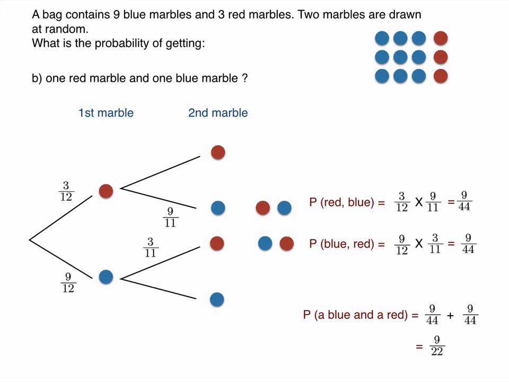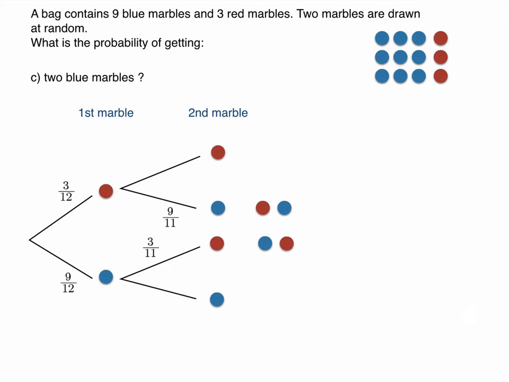The final part of this question is what's the probability of getting 2 blue marbles, and we can just complete the calculations on that tree diagram. If we're after 2 blue marbles, the probability of getting the second blue marble was 8 out of 11, because that's dependent on the fact that you've drawn a blue marble first. So there is 1 less blue marble in the bag and 1 less marble in the bag overall. So 8 out of 11. And the probability of that is 9 over 12 times 8 over 11, and there's the answer of 6 over 11.